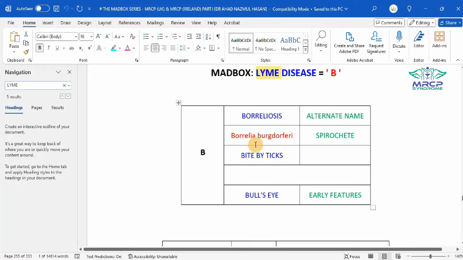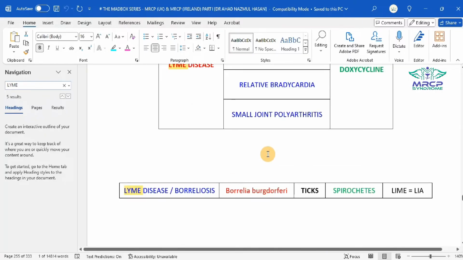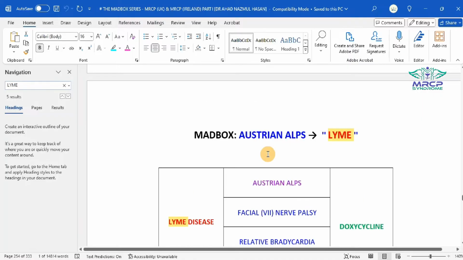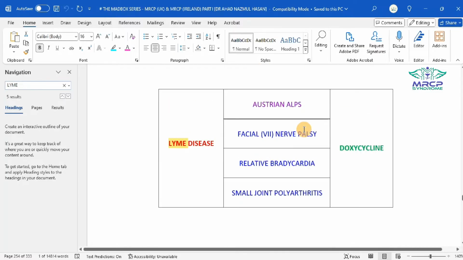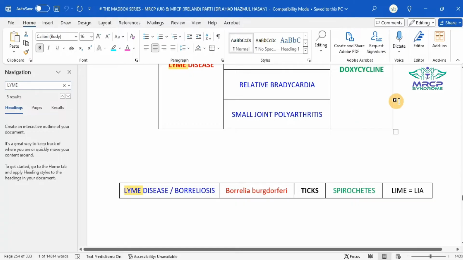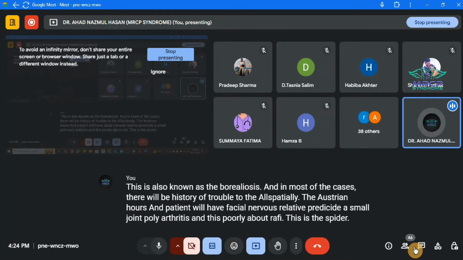And this is caused by Borrelia burgdorferi, by the bite of ticks. Since this is caused by Borrelia burgdorferi, this is also known as borreliosis. And in most of the cases, there will be history of travel to the Alps, especially the Austrian Alps. And the patient will have facial nerve palsy, relative bradycardia, small joint polyarthritis. And this Borrelia burgdorferi is a spirochaetal organism.